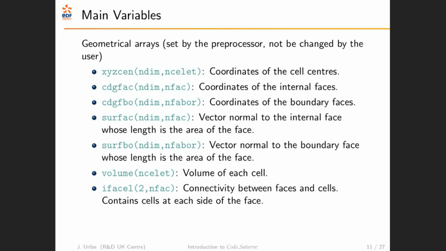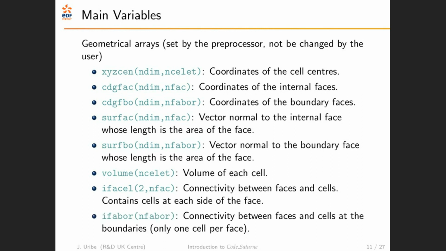Okay, so I was saying, each face has a normal vector to the face. The length of that vector is the area of the face. So that's very useful when you need to compute things that are averaged by the area, things like, for example, forces.